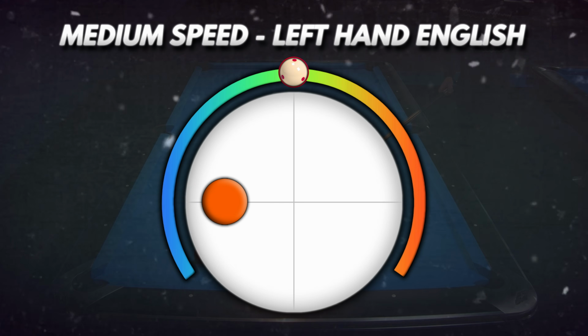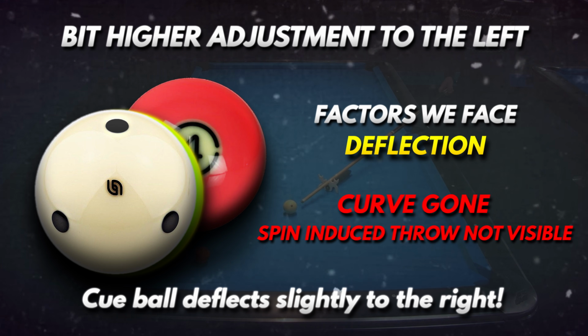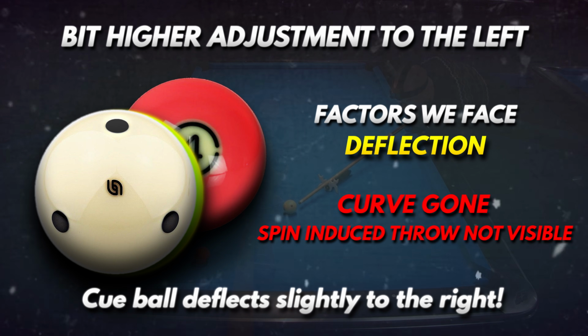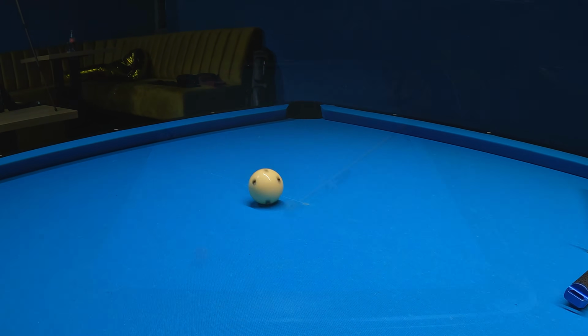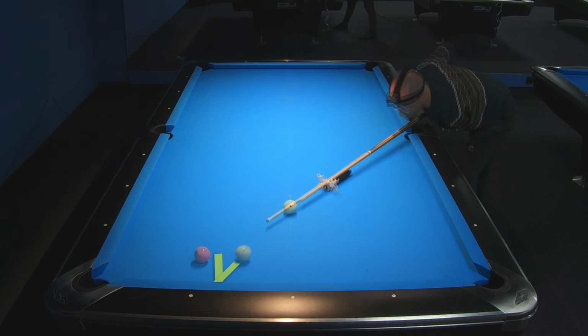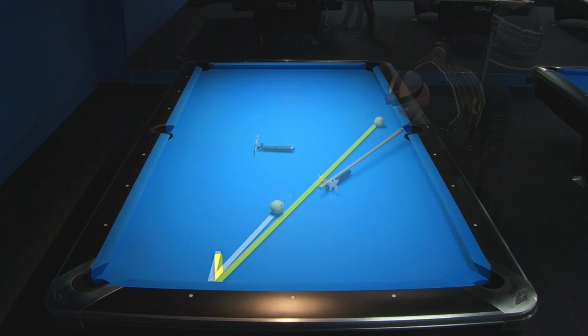But if we hit the cue ball with medium speed, then we need to adjust aiming to the left, because this time the curve is gone and spin-induced throw is almost not visible, but the cue ball will slightly deflect to the right due to the deflection factor. During this shot we can't see any significant difference in path if we compare it to the one with the same spin but with low speed.